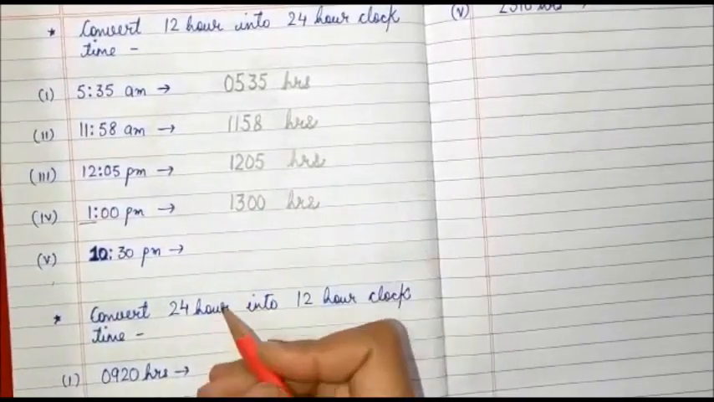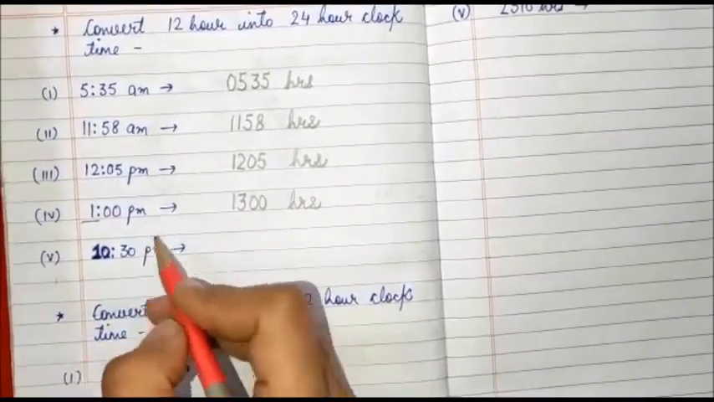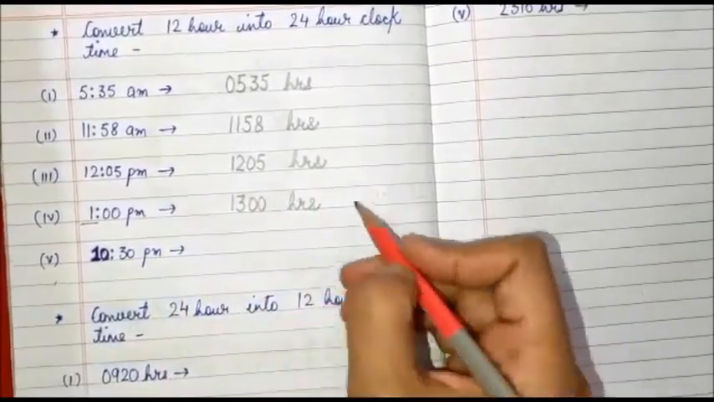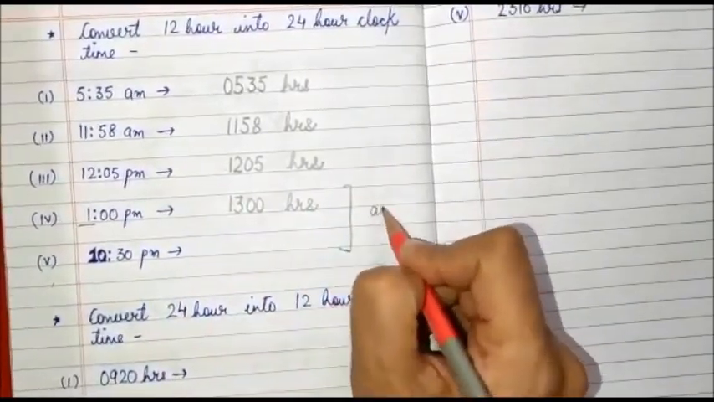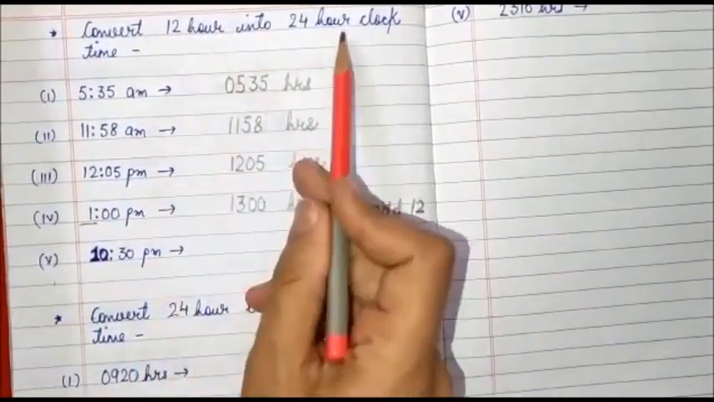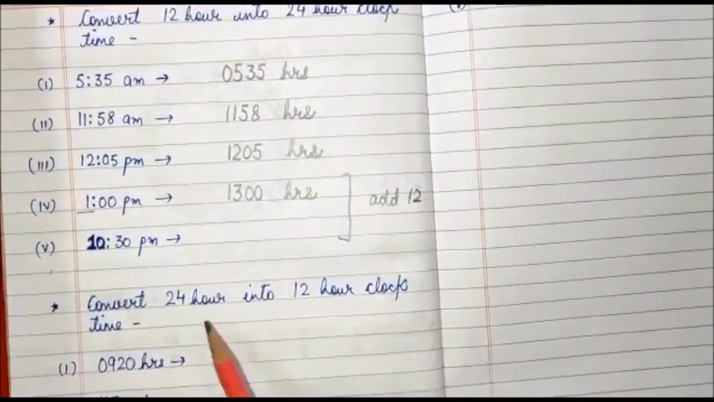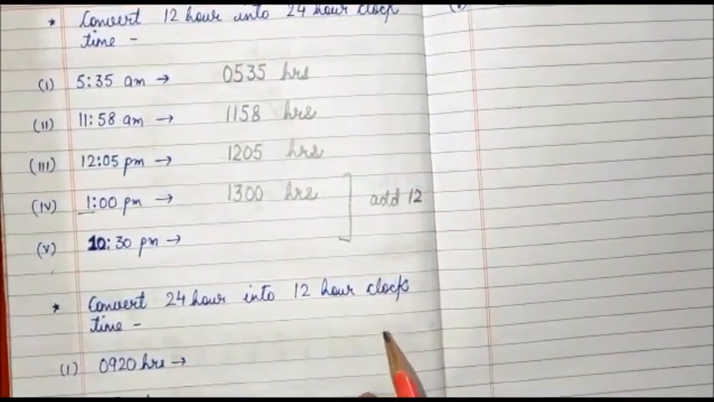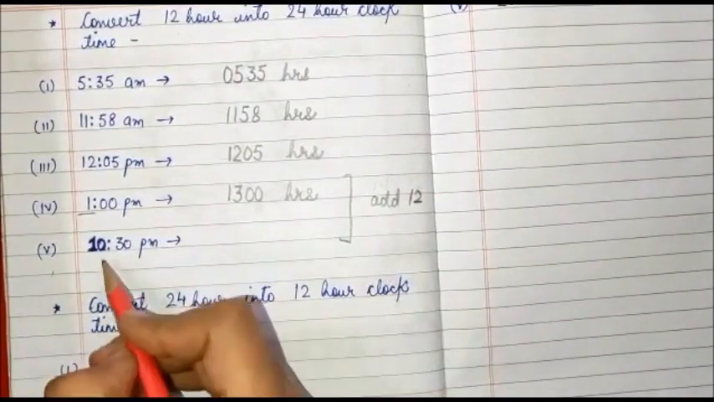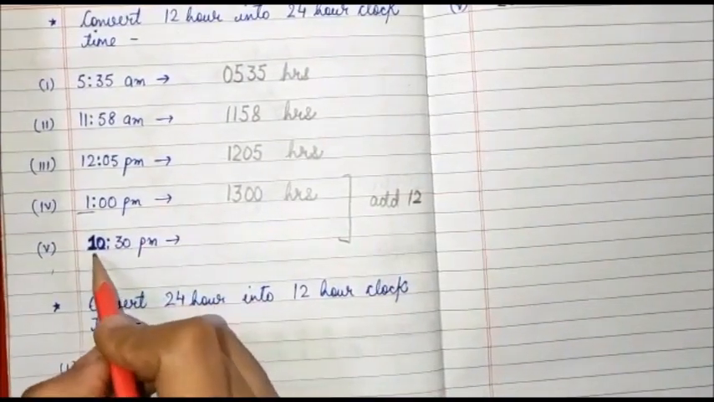So what you have to do while converting the PM region, starting from 1 PM, to 24-hour clock, you just have to add 12. However, when we'll be doing 24 into 12, in that case, we'll be subtracting 12. That's so easy. Now, let's take one more.